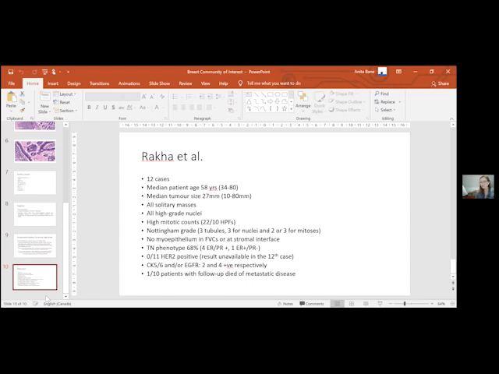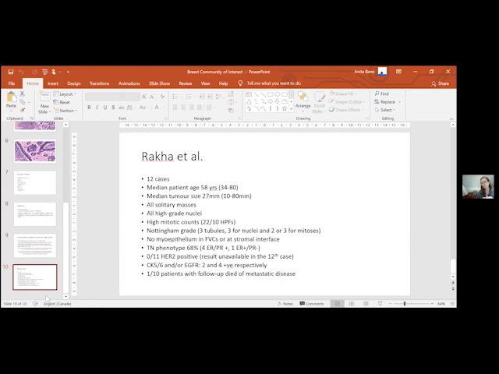So in the histopathology paper by Rakha et al., they have 12 cases of encapsulated papillary carcinoma, high grade. The median age of their patients was 58 years, but the range was quite varied from 34 to 80 years. The median tumor size was 27 millimeters, but again, range from 10 to 80 millimeters. All of the described lesions were solitary, all had high-grade nuclear features, and all had high mitotic counts with a median of 22 mitoses per 10 high-power fields.